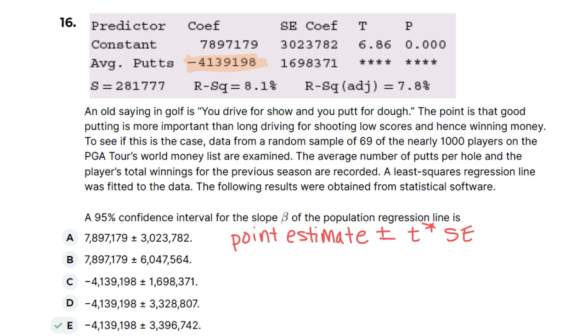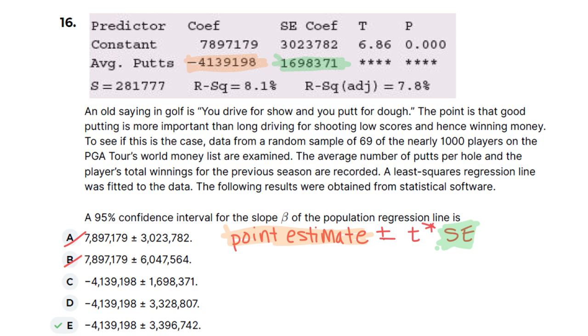So right away, once we figure that out, we can eliminate A and B, because they use the y-intercept instead of the slope. We've got our point estimate. We found that those match. We are next going to find our standard error, because for our t star, we're going to need our table. We're going to go find that in just a moment. So our standard error is, what is that? 1,698,371. That's huge. T star, you're going to look up on your table.